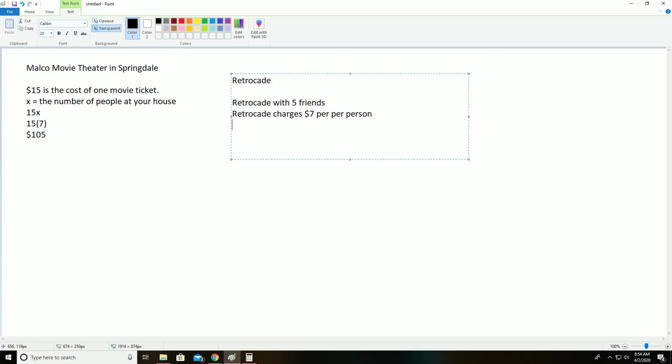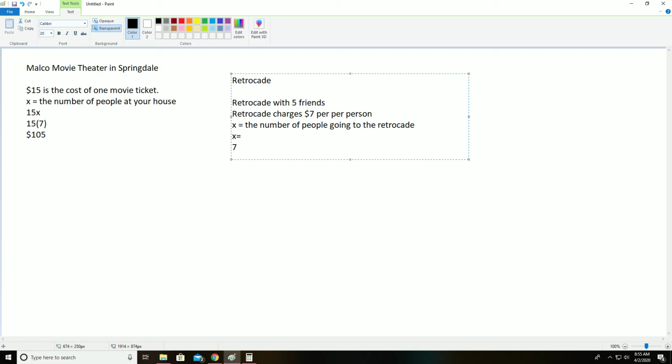Okay. Well, we know that 7 is going to be the constant in our expression because every person has to pay $7 to go. We're going to assign the value of X. And can you use a different variable? Yeah, you could use B, you could use Y, you could use Z. I use X because it's the most common one. X is going to represent the number of people going to the Retrocade. Well, how many people are going to the Retrocade? We said 5 friends, and then you're going as well. So if you're going with 5 friends, what value is X going to represent in this expression?